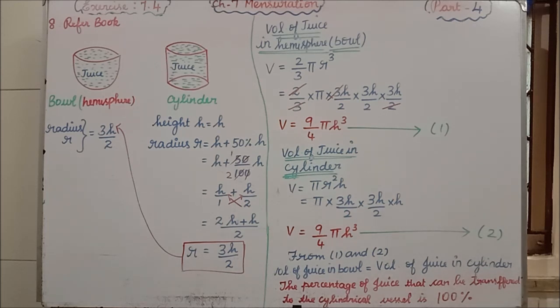Students, with this we are completing the part 4 session. And also we have completed all the exercises in chapter 7, mensuration. We have completed 7.1 to 7.4 and your 7.5 exercise, choose the correct answer. Clear, students? Now we have completed chapter 7, mensuration, fully.